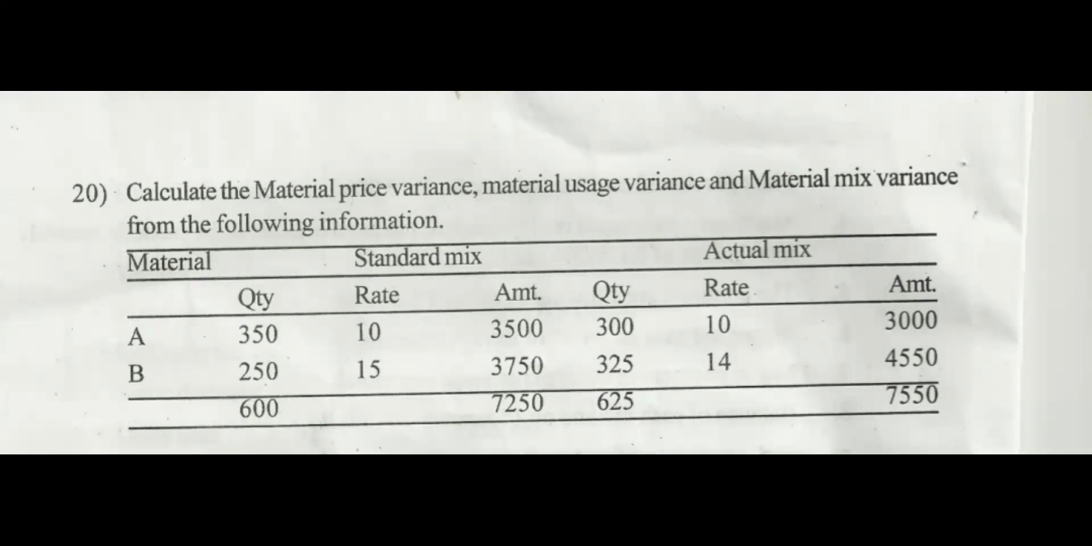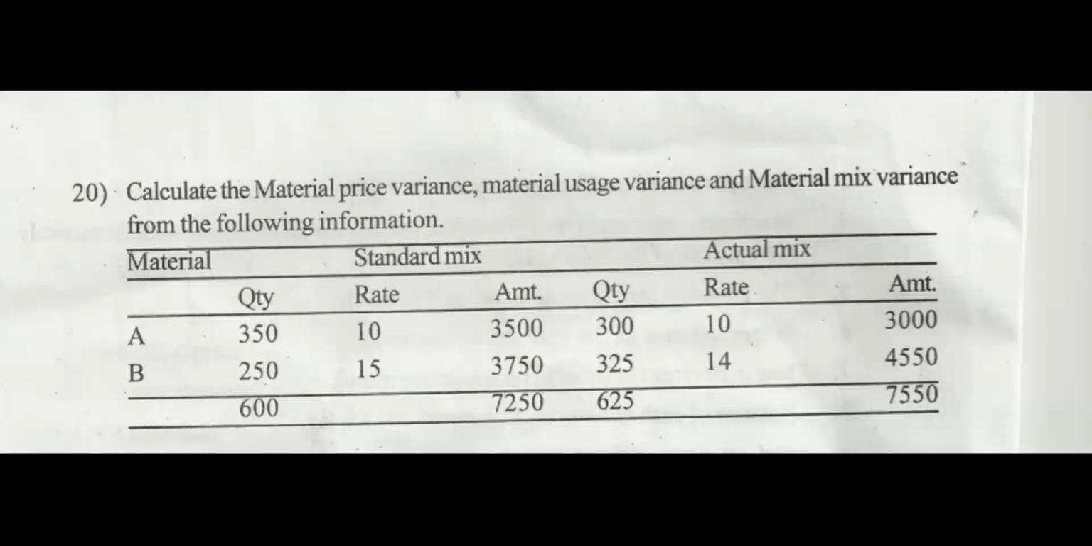Because working notes are not needed. Let me tell you with a simple example how to calculate all three variances. The first one is material cost variance. For number one, it will be 3,500 minus 3,000, and for the second one, it is 3,750 minus 4,550. If you do it, then done, no problem.